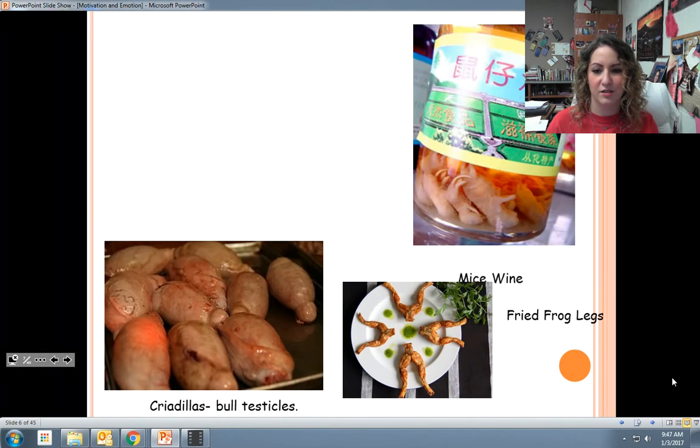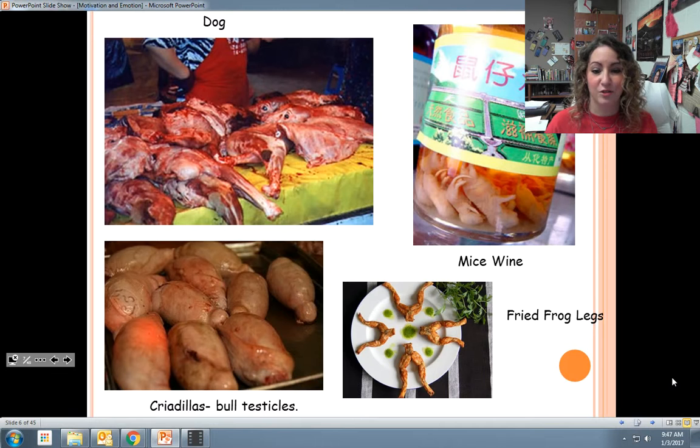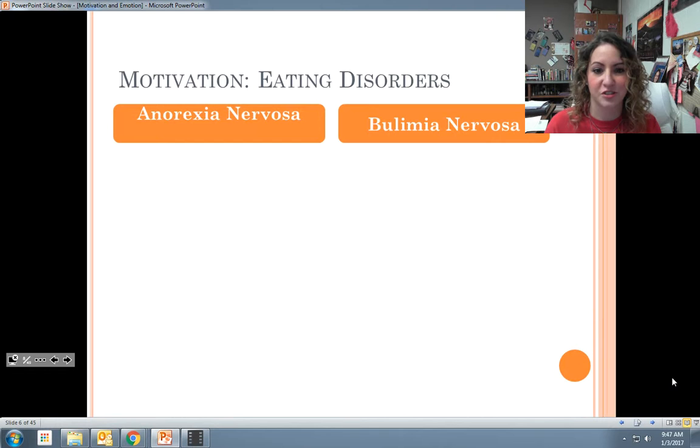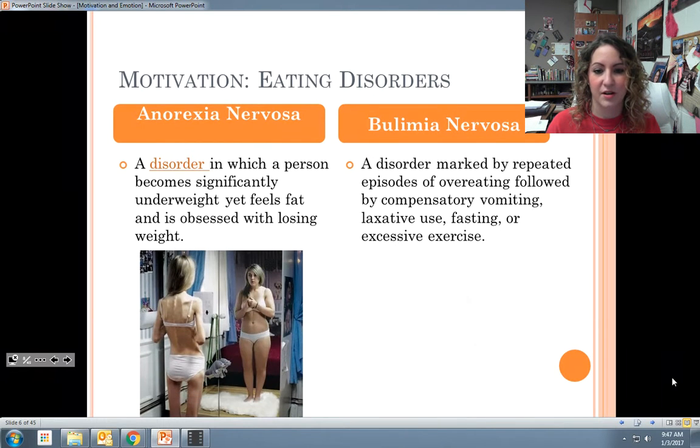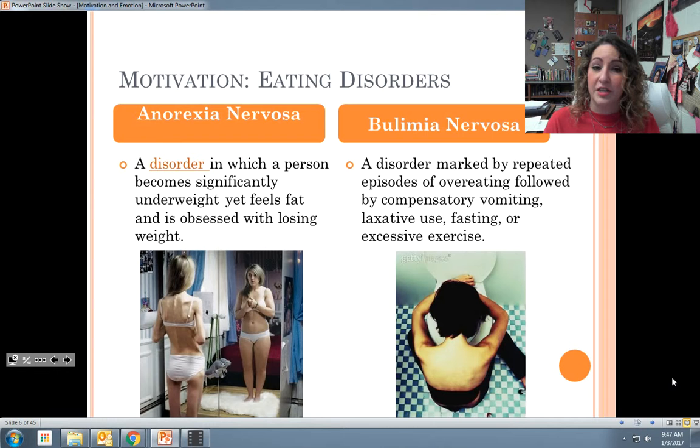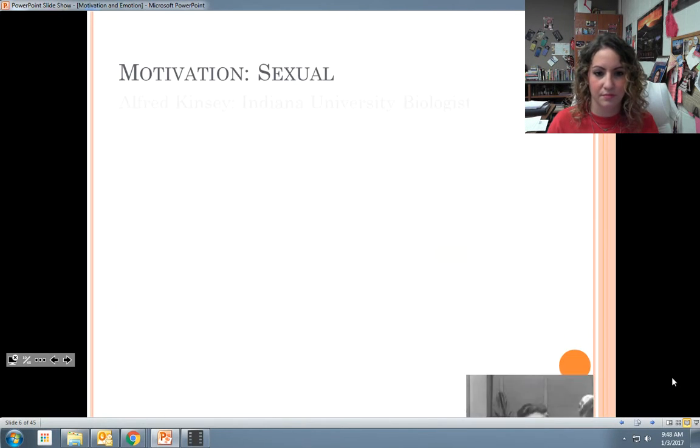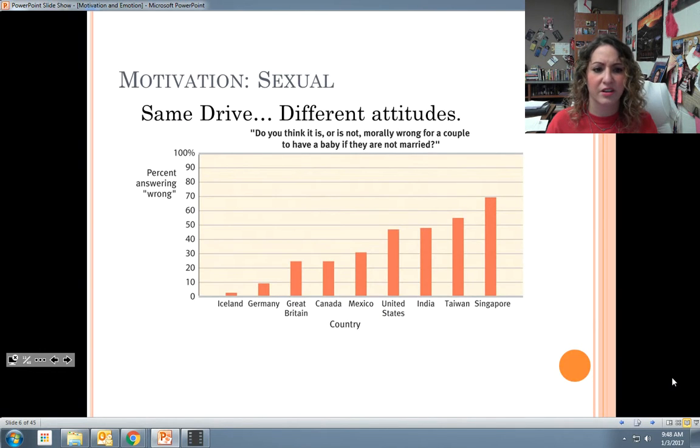Okay, so here are some pictures of different foods, from dog to mice wine, to Rocky Mountain oysters, which is also called bull testicles, and fried frog legs. So this is just taste preferences in different cultures. We're going to talk about anorexia and bulimia, which are eating disorders. Of course, with anorexia, you either don't eat or there's extreme exercise, and bulimia is marked by binging food and then purging it, whether it be by vomiting or by taking laxatives. We'll talk about sexual motivation later.